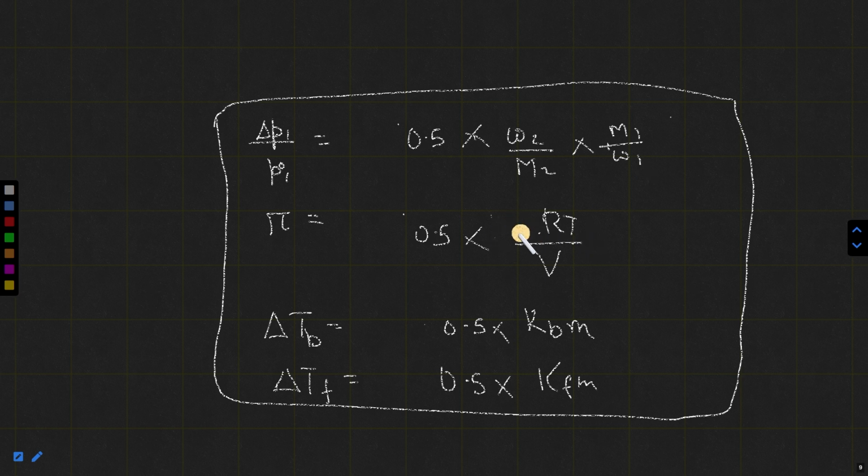Similarly, here it will be W2 by M2. Again, here it will be N2 by W1, or we can write it as W2 by M2 into 1 by W1. This will be our formula again.